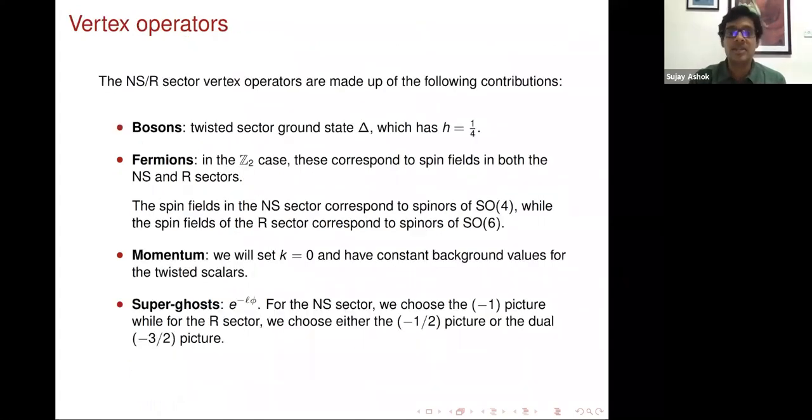Okay, so let me just summarize this very quickly. The NS and Ramond sector vertex operators will just split up into each sector: bosons, fermions, some momentum modes, which we will ignore. We'll just set momentum modes to 0 and consider constant background values. And lastly, we'll have some super ghosts. For the NS sector, we'll choose the -1 picture, and for the Ramond sector, we'll choose -1/2 or -3/2.